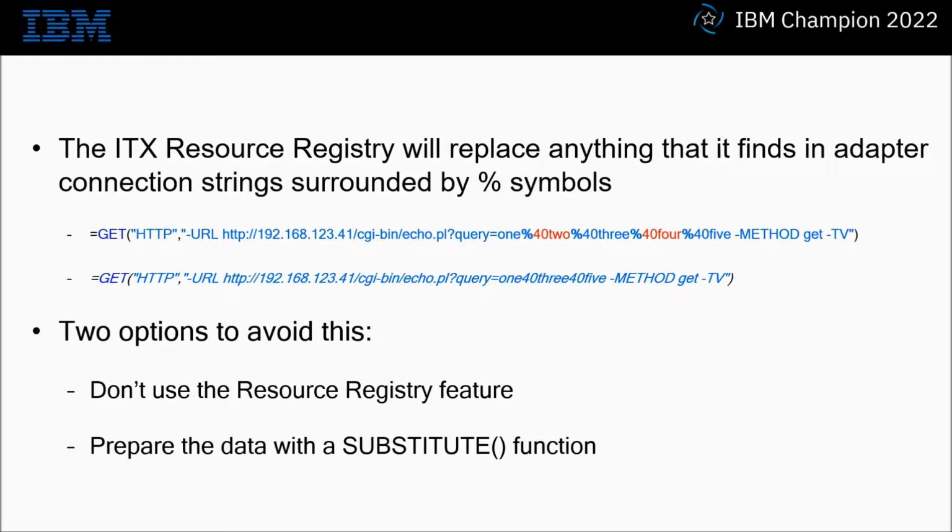However, the resource registry feature kicks in and reads the first two % symbols with the 40TWO string between them, assumes you are trying to use the resource registry feature, and tries to do a lookup on that string. It's unable to find it, and therefore it completely removes the string.